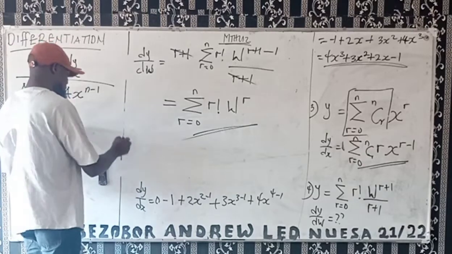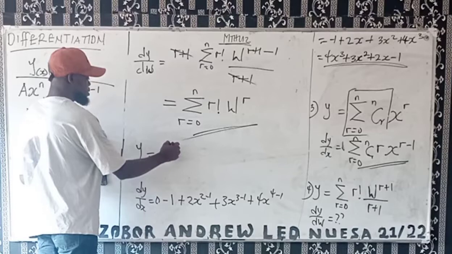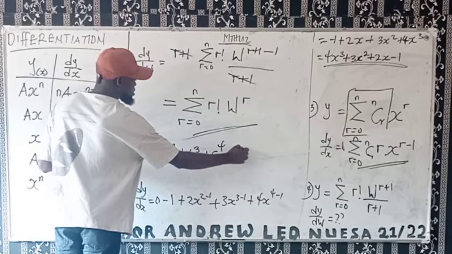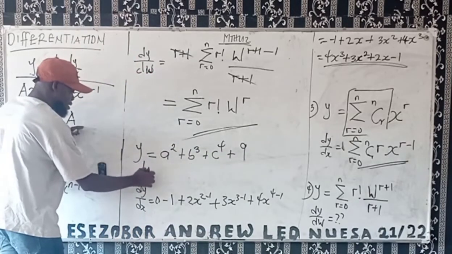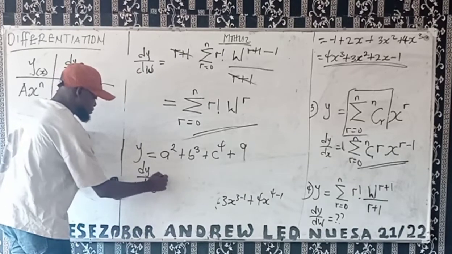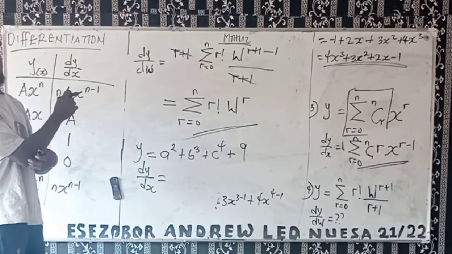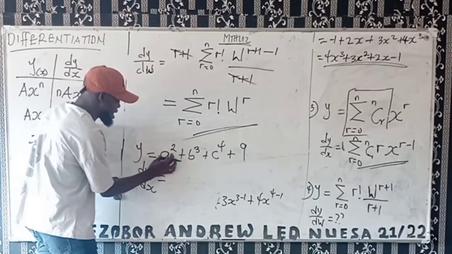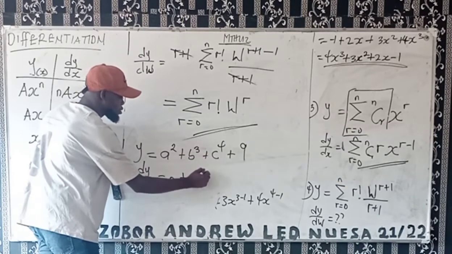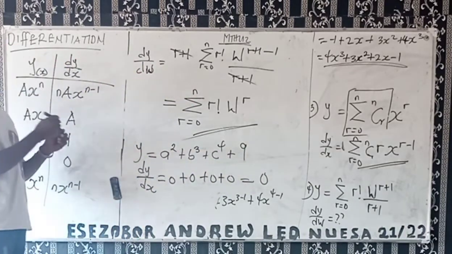So let me give you a question. What about if I have y equal to a squared plus b cubed plus c to the 4 plus 9? What will become dy over the x for this question? The y over the x will become, check this one. Is there x here? No. That will be 0. Check this one. Is there x here? No. 0. Check, is there x there? No. 0. Check, is there x there? No. 0. The y over the x will be 0 because there's no x in the function.